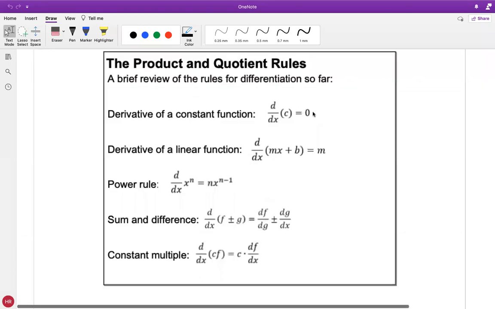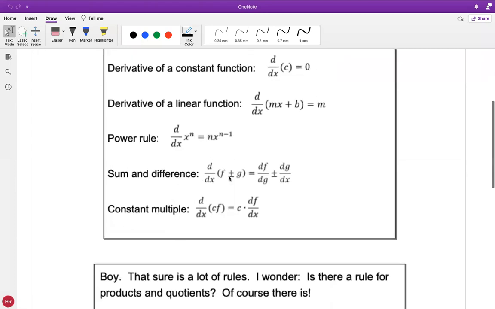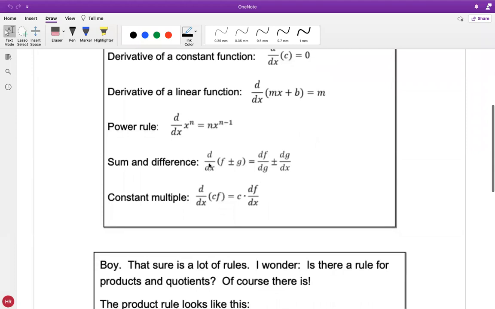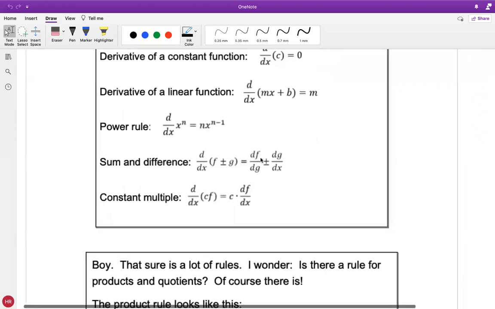The derivative of a constant is 0. The derivative of a linear function is just the number that's multiplied by x. You can think of this as the derivative of a line is the slope of the line, the rate of change. The power rule is the big one we learned. This says that the derivative of a power is n x to the n minus 1. You bring the power down, subtract 1 from it. Sum and difference, that's what I just talked about. The derivative of a sum or difference is just the derivative of the individual functions, each one added or subtracted, depending on what the original problem said.